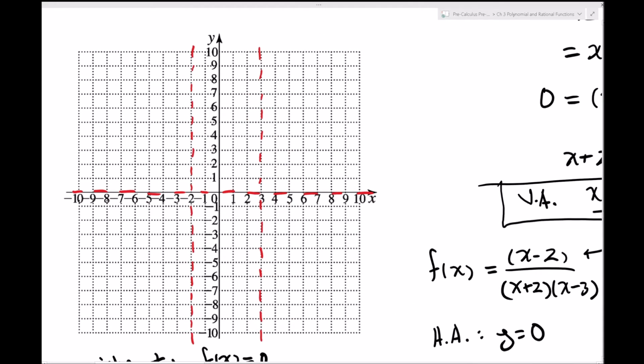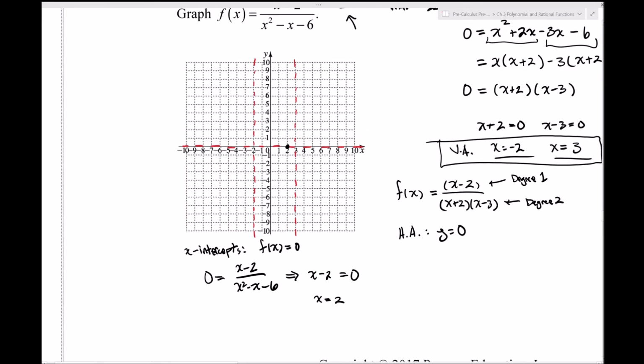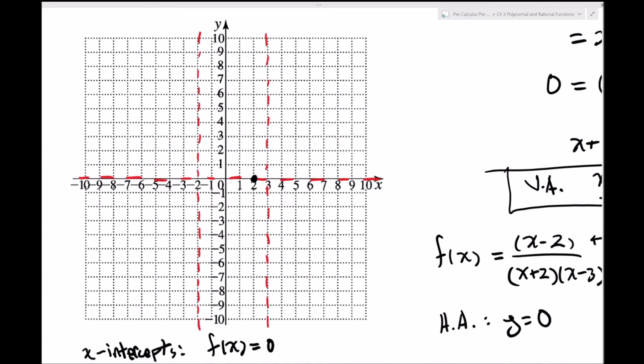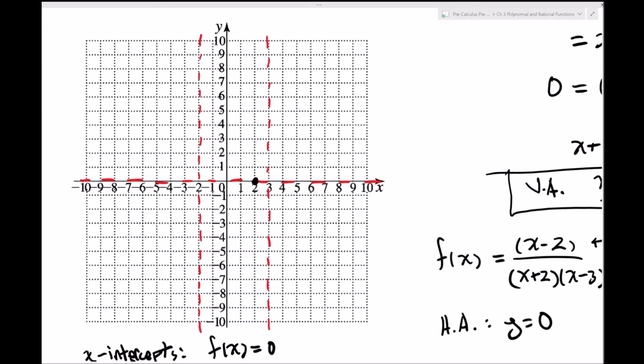So I have one x-intercept at x equals 2, which I'll draw in black. And that is the only time that this thing crosses the x-axis. Now we had discussed earlier in class, is this not supposed to happen? We're not supposed to cross x-intercepts, which is an incorrect assumption. We can cross x-intercepts.